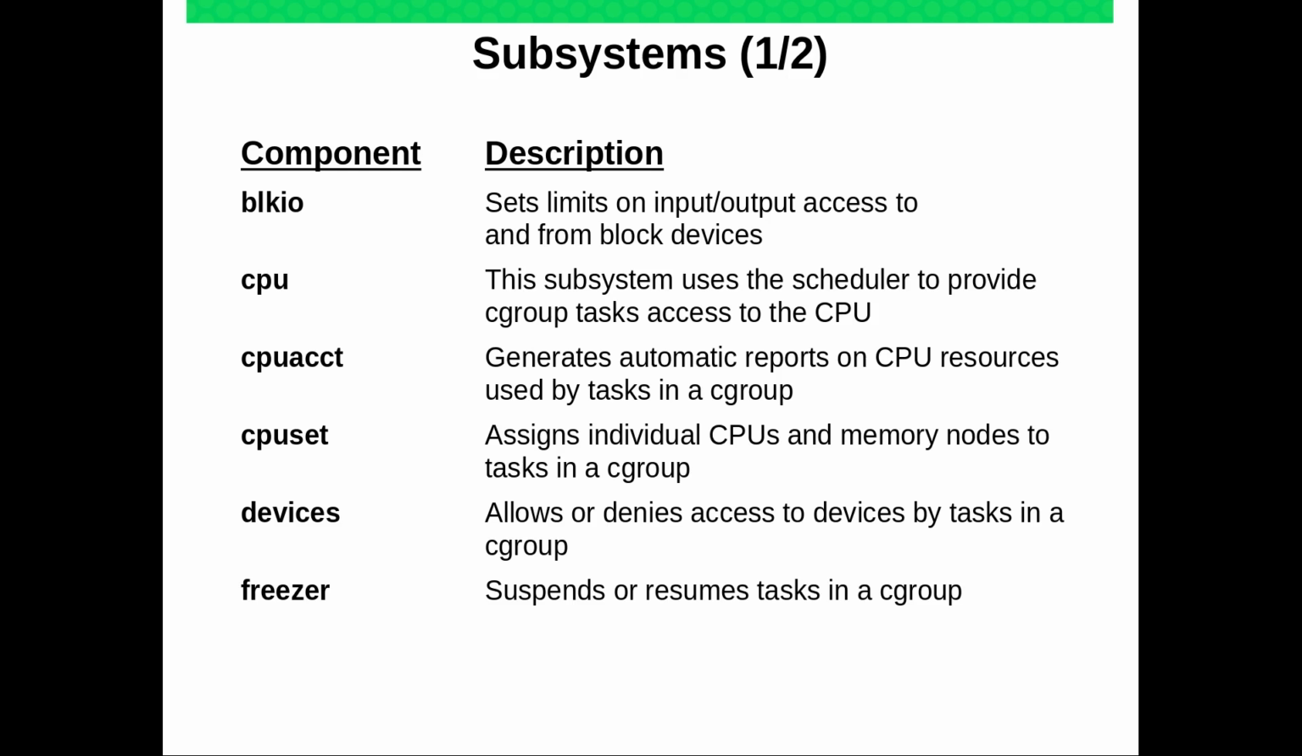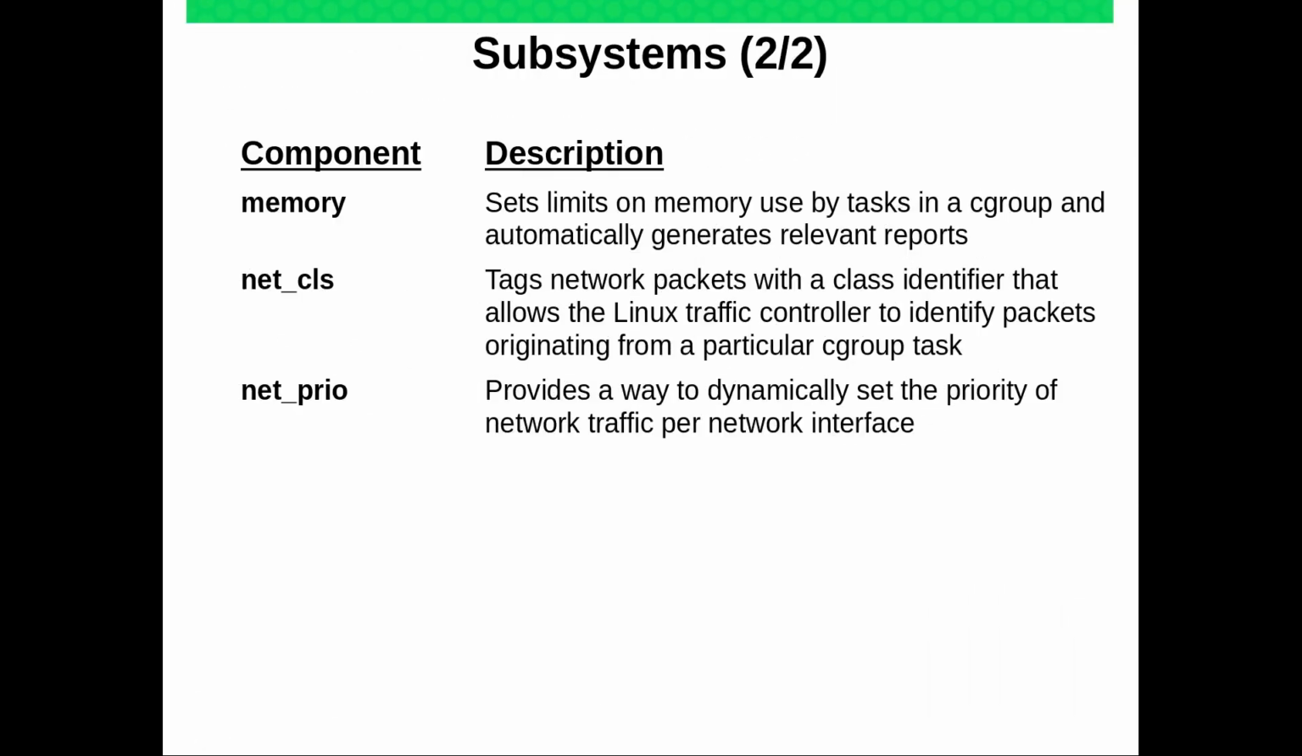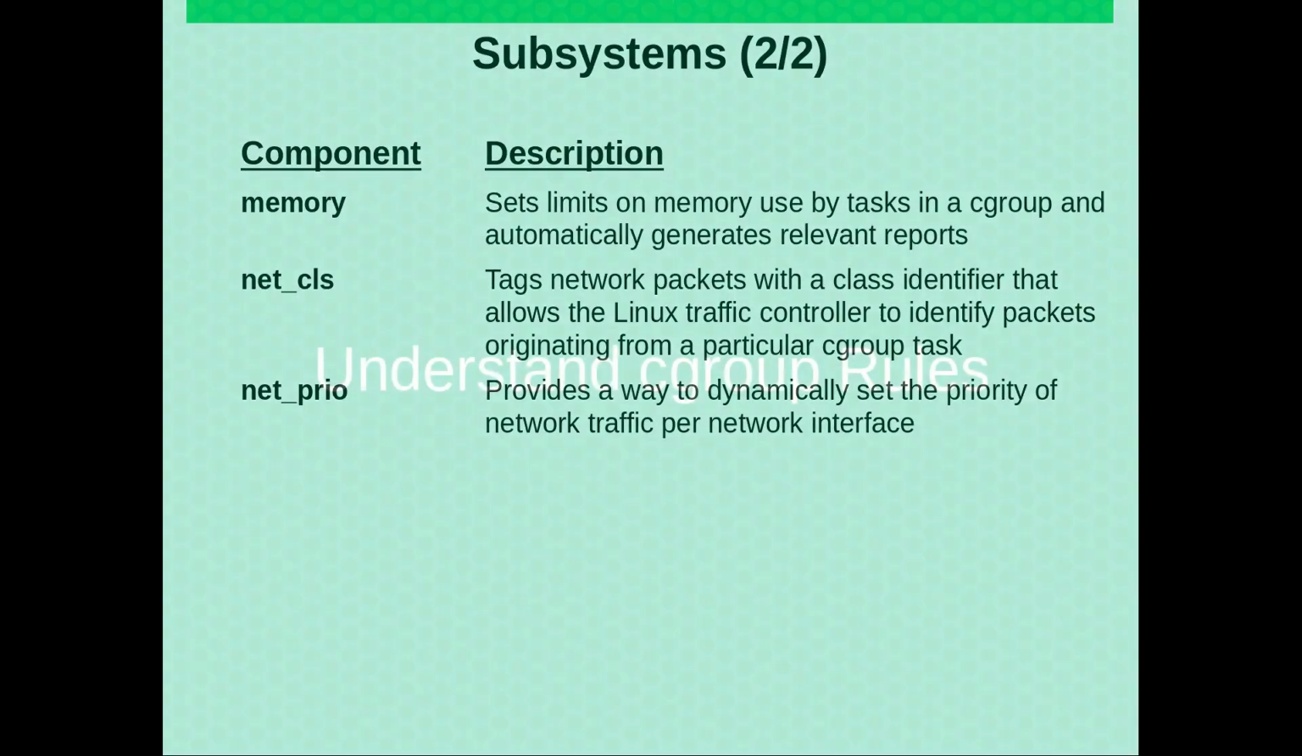We also have devices, which allows device hardware specific access to devices by tasks, and then the freezer, which allows us to suspend and resume tasks inside of a C group. We also have memory as a C group. How much information do we get, or how much memory do we get access to within a C group? And then we have network specific subsystems as well.